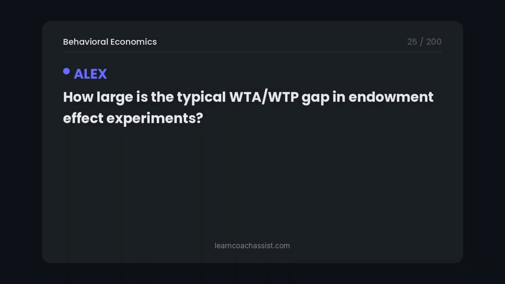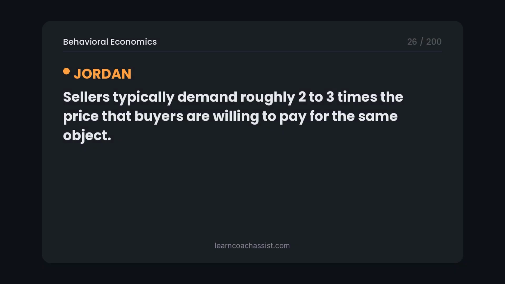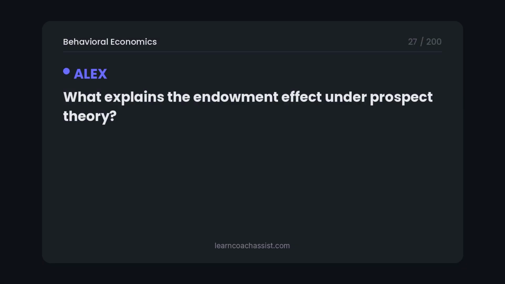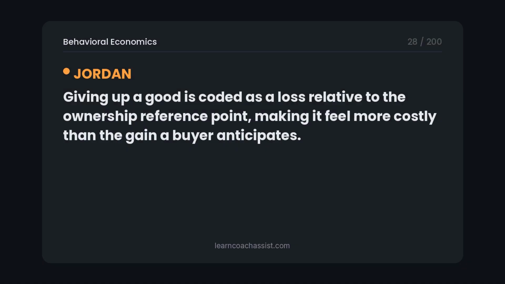How large is the typical WTA/WTP gap in endowment effect experiments? Sellers typically demand roughly 2 to 3 times the price that buyers are willing to pay for the same object. What explains the endowment effect under prospect theory? Giving up a good is coded as a loss relative to the ownership reference point, making it feel more costly than the gain a buyer anticipates.